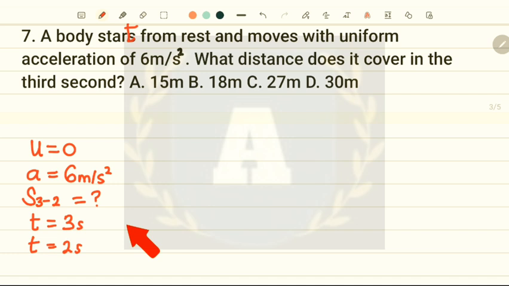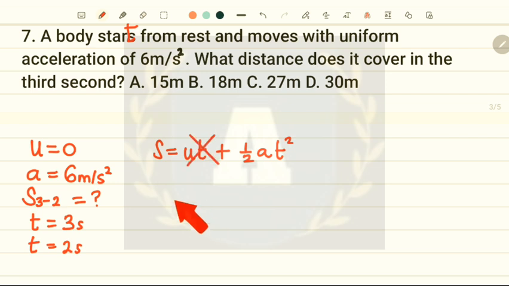So the equation of motion that we're going to look at is the equation that says S equals ut plus 1 all over 2 at squared. But because the initial velocity is 0, 0 multiplied by t is going to cancel out. So we will be left with S equals 1 all over 2 at squared.